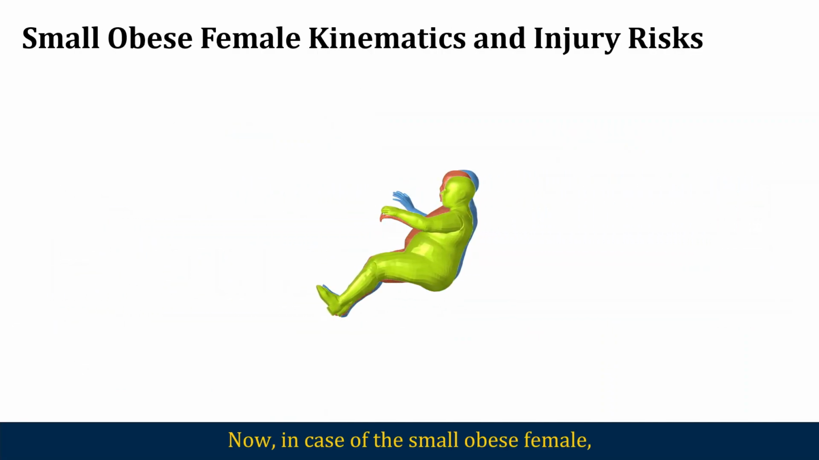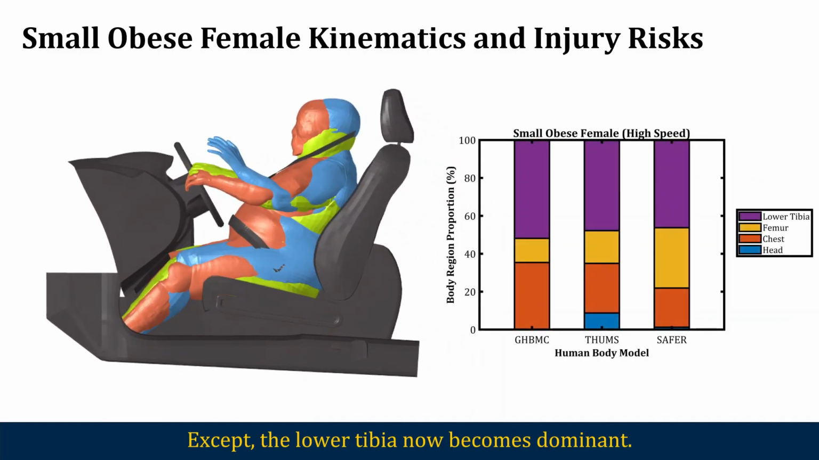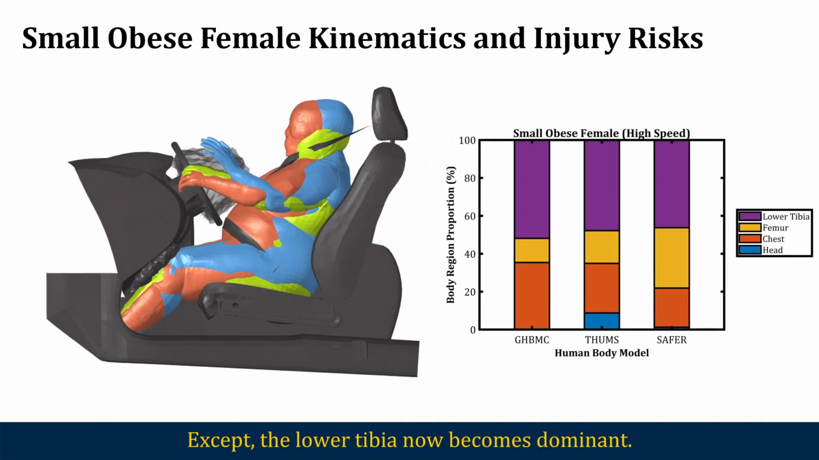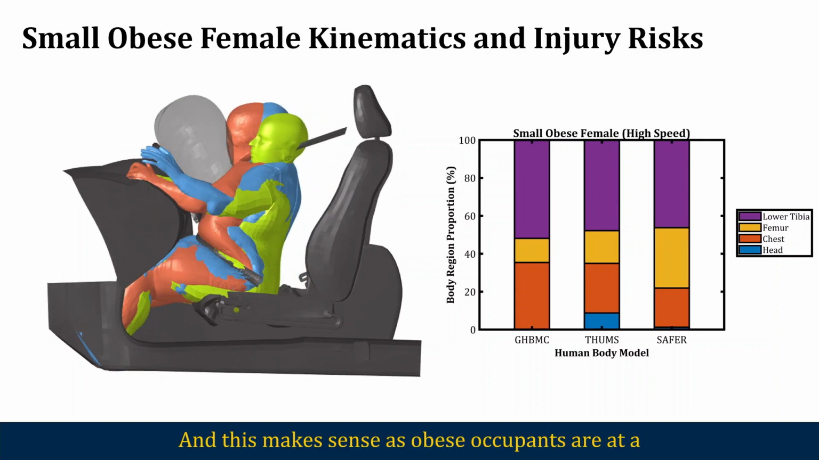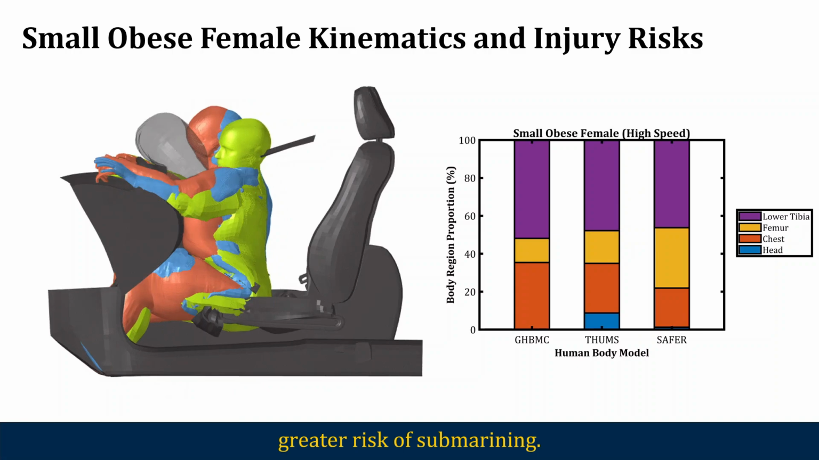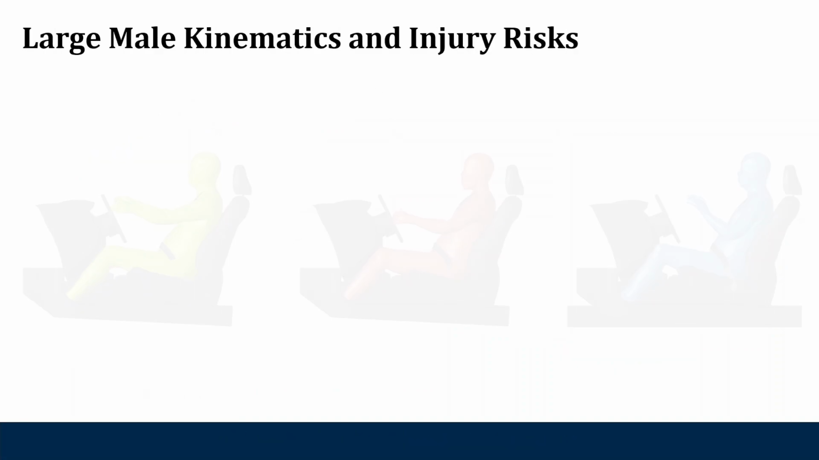Now, in case of the small obese female, we observe similar trends, except the lower tibia now becomes dominant. And this makes sense as obese occupants are at a greater risk of submarining. Here, head injury is still not a concern because of prevention of strike-through.